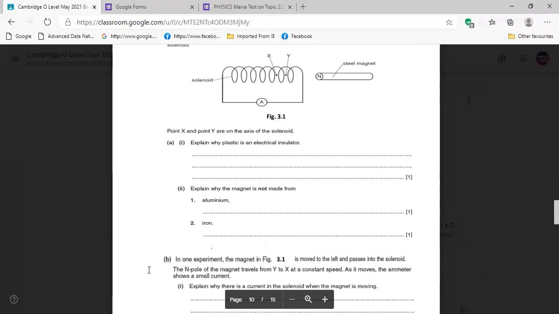Sir, this is not question 2. Okay, this is question 3. Okay, sir, aluminium is a non-magnetic material. Non-magnetic material. And iron, it is a soft magnetic material.